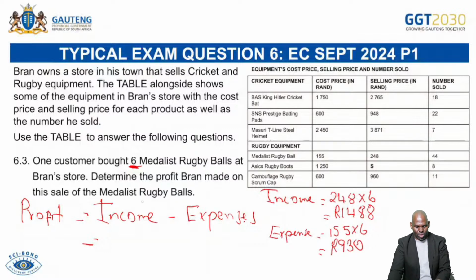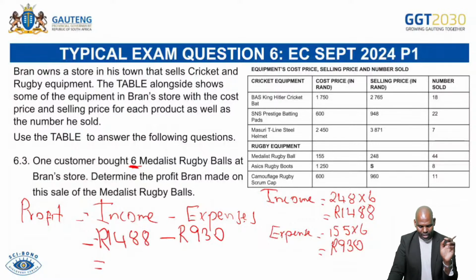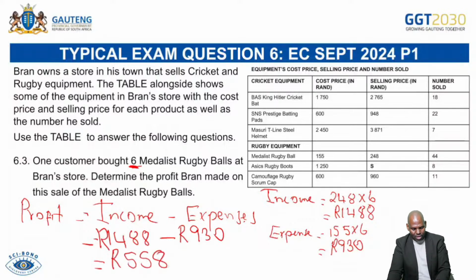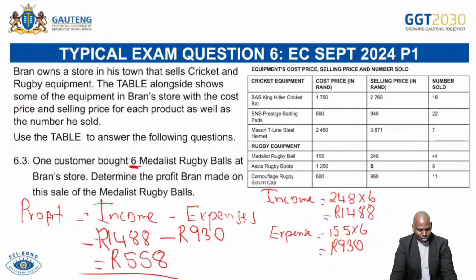So 930, so therefore the profit in this case is 1,488 minus 930. Okay, so 1488 minus 930 rand, and then I get 558. 558 rand. So that is the answer for number 6.3.